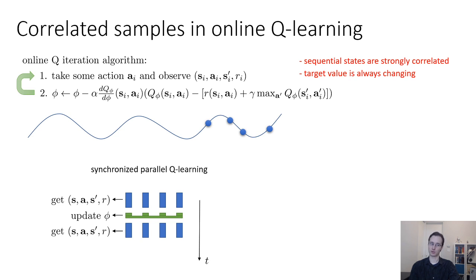And this procedure can, in principle, address the problem with sequential states being highly correlated. The sequential states are still correlated, but now you get a batch of different transitions from different workers, and across workers, they are hopefully not correlated. So it doesn't solve the problem fully, but it can mitigate it.